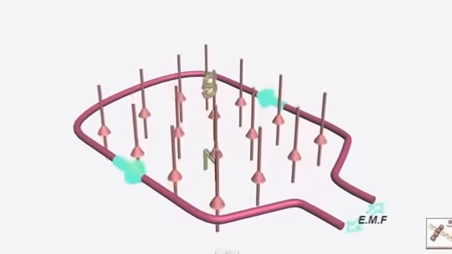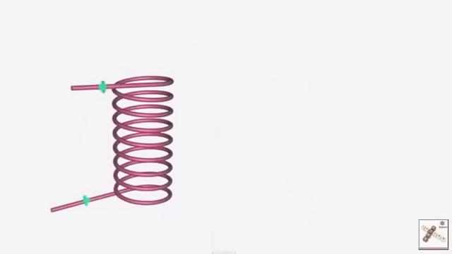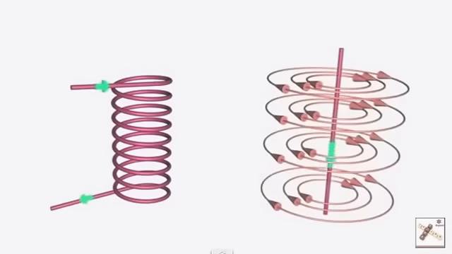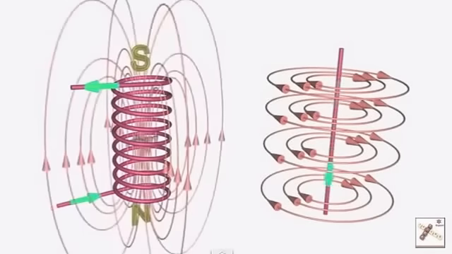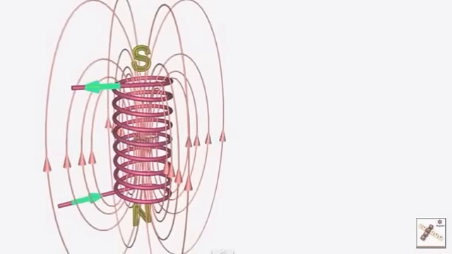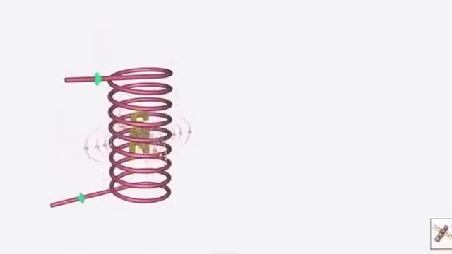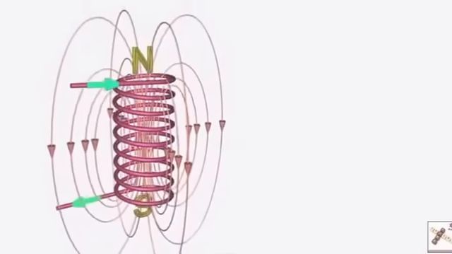Such a fluctuating magnetic field can easily be produced by a coil and an alternating EMF system. A current-carrying conductor produces a magnetic field around it. The magnetic field produced by a coil will be as shown in the figure. With the fluctuating nature of the alternating current, the magnetic field associated with the coil will also fluctuate.